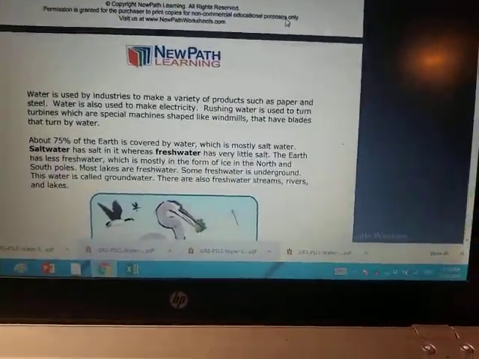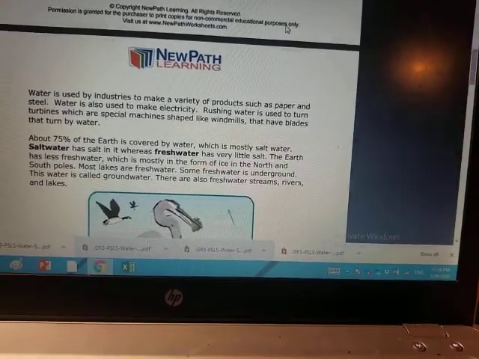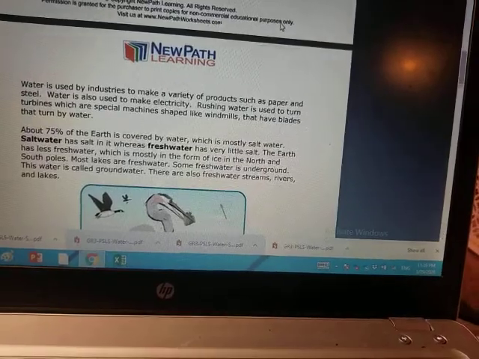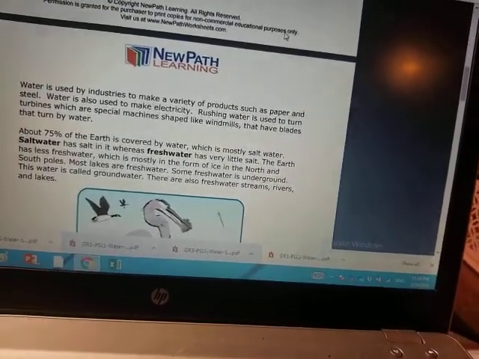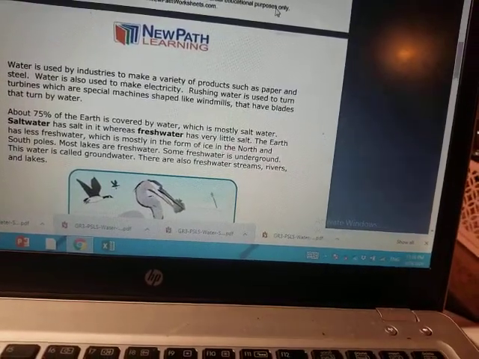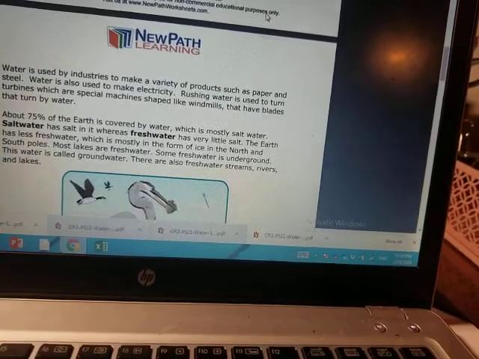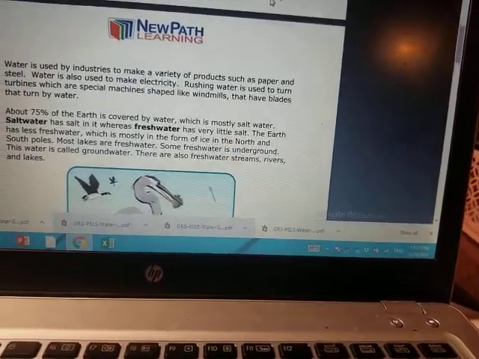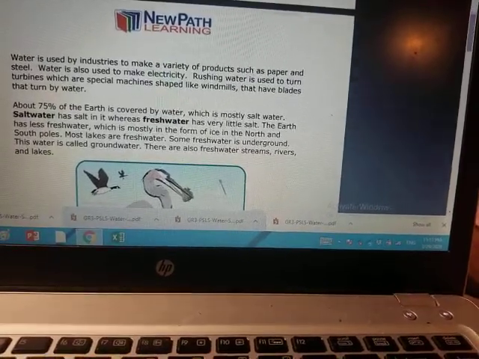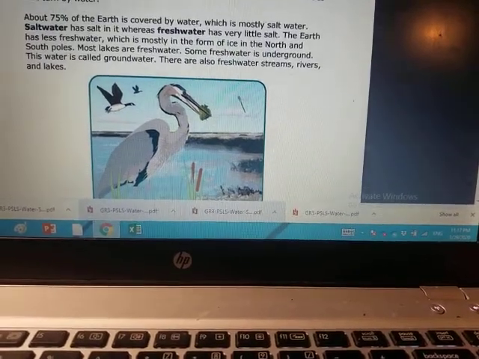Water is used by industries to make a variety of products, such as paper and steel. Water is also used to make electricity. Wow. Water is used to turn turbines, which are special machines shaped like windmills that have blades that turn by water. And we learned about wind turbines, boys and girls, in Energy Island in my book. So we can make a connection to that.